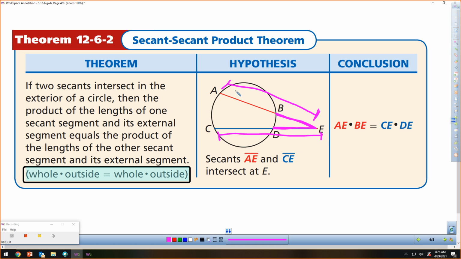Now let me ask you something. If I knew AB was 4 and BE was 3, what would the whole thing be? 7. So that means if they tell you CD is X and DE is 2, this whole thing is not 2X, it's 2 plus X. Okay, so remember, you're adding these things to get the whole thing. A lot of you guys want to put 2X. That is wrong. You add them together. Okay, but here it's whole times outside equals whole times outside.